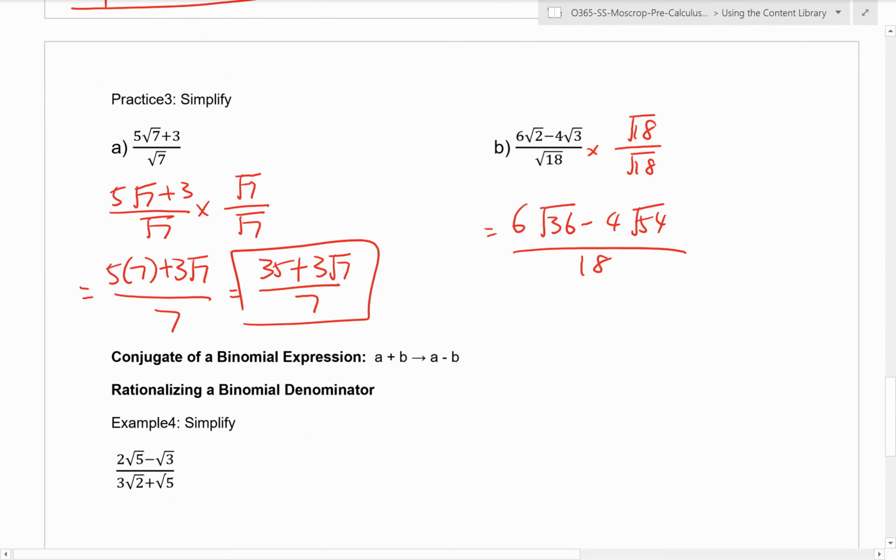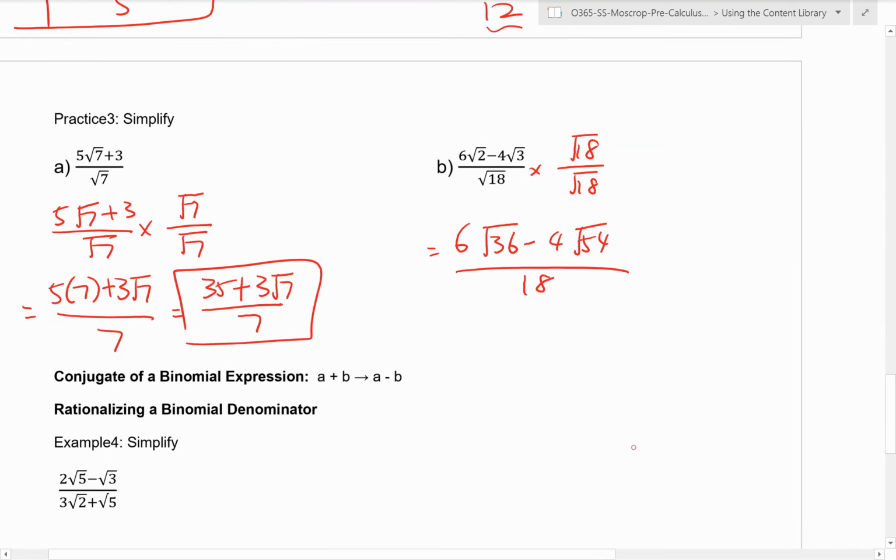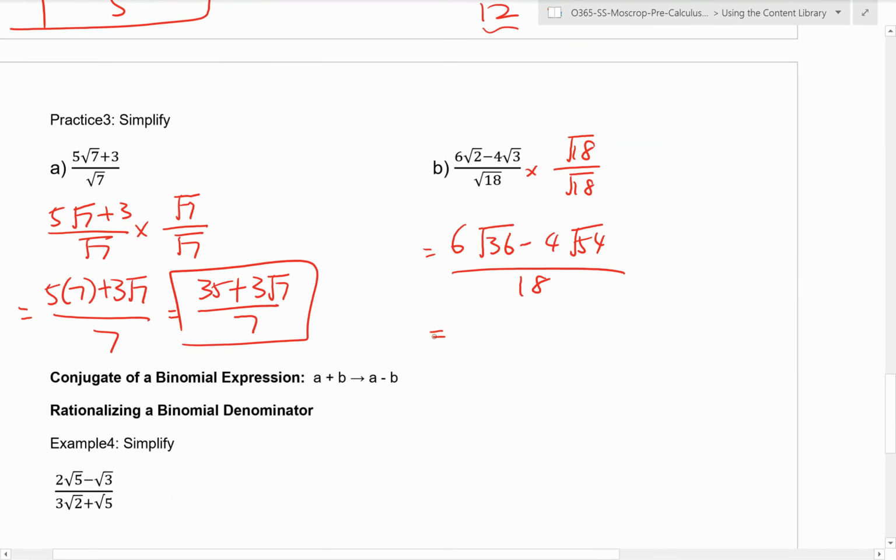Okay, so that's the answer for the first practice question. Hopefully you got that one right. I started with part B. So again, that's what you end up with when you multiply by root 18 over root 18. Now, I'm going to show you one more time. Root 36 is simply 6, so 6 times 6 is 36. You need to simplify root 54 first. Root 54 is the same as root 9 times 6, and 9 is a perfect square factor of 54. That's why I chose 9. And that's going to be 3 root 6. So we have 4 times 3 is 12, so 12 root 6 here over 18.